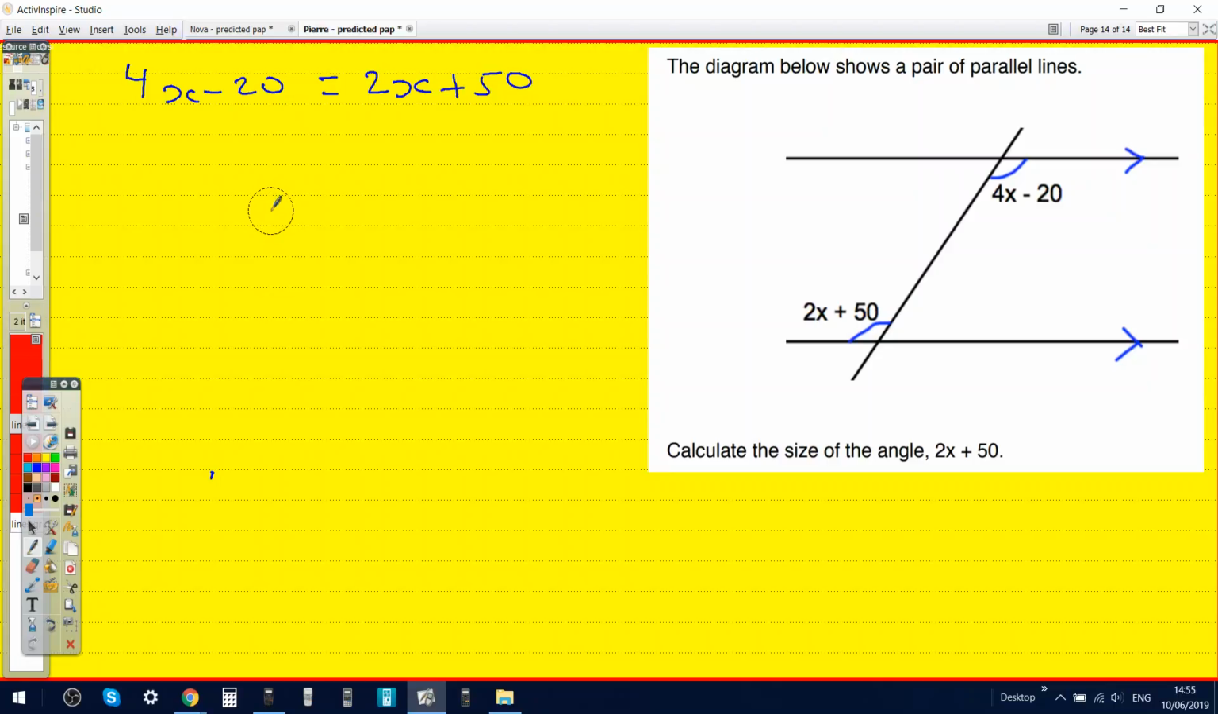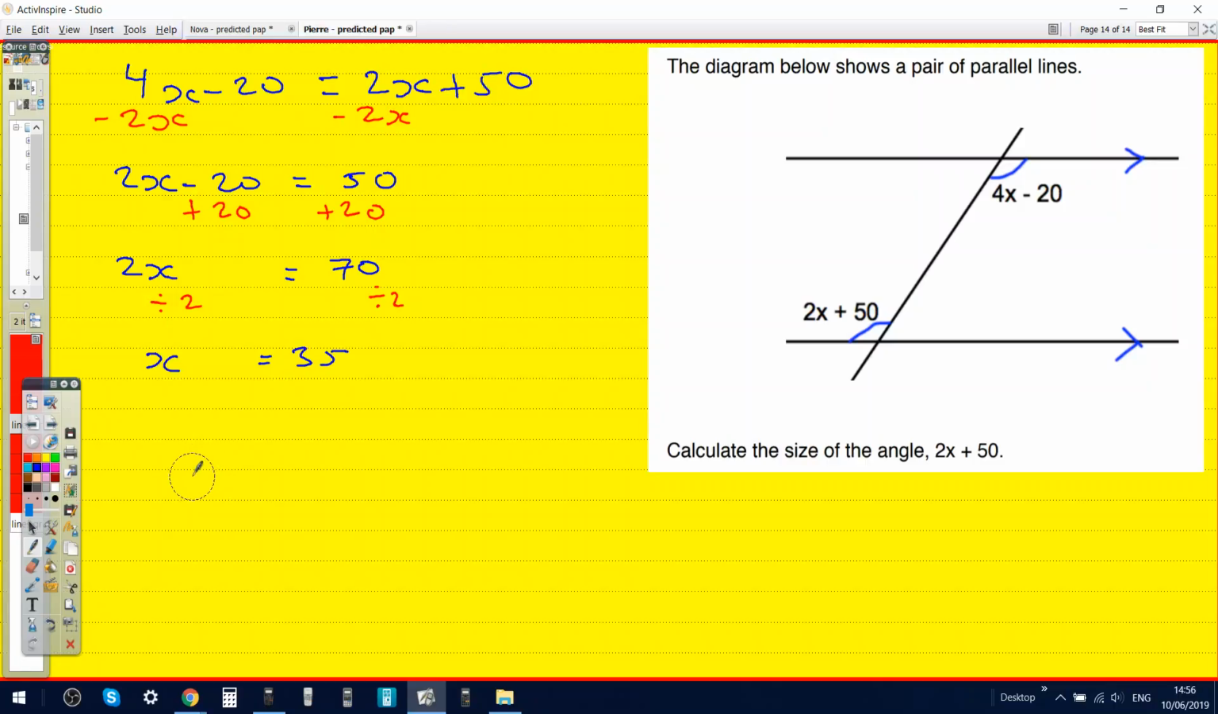So the lowest term is 2x. So you minus 2x from each side. That will leave us with 2x minus 20 equals 50. And then we want to get rid of the minus 20, so plus 20 each side, which is 70. So 2x equals 70. And then you just divide. 70 divided by 2 is 35. x is 35, so we know what x is.